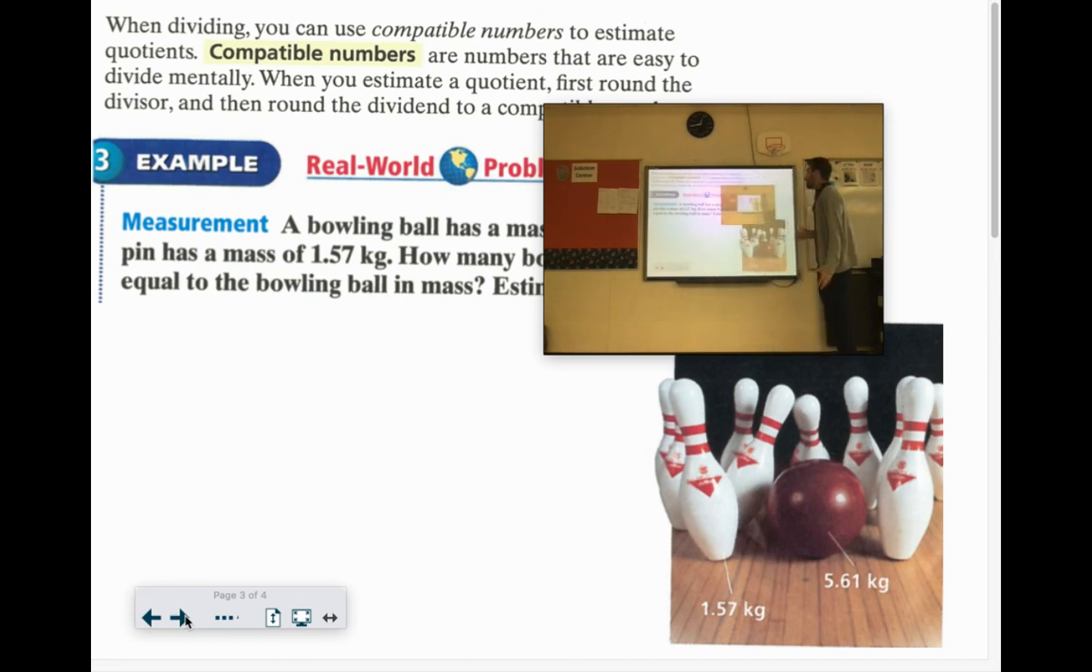Now when you're dividing, you're going to want what are called compatible numbers, which are numbers that you know can divide evenly. So if you had 20 divided by 3, 20 doesn't divide evenly by 3, so you might want to use 4 instead of 3, because then you know 20 divided by 4 is 5.